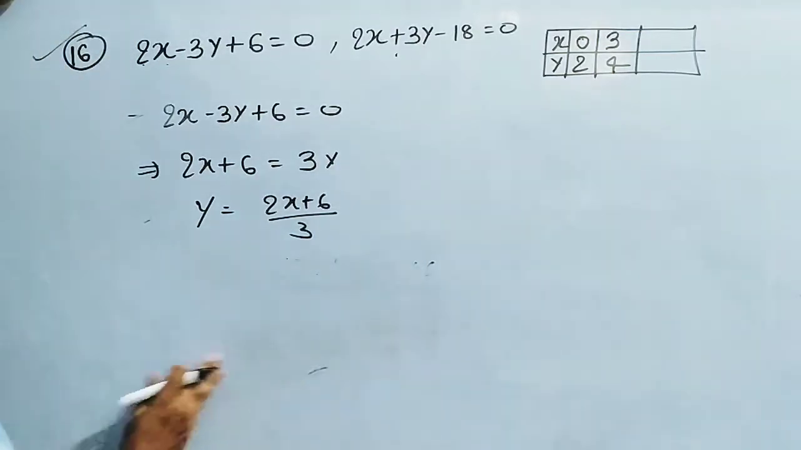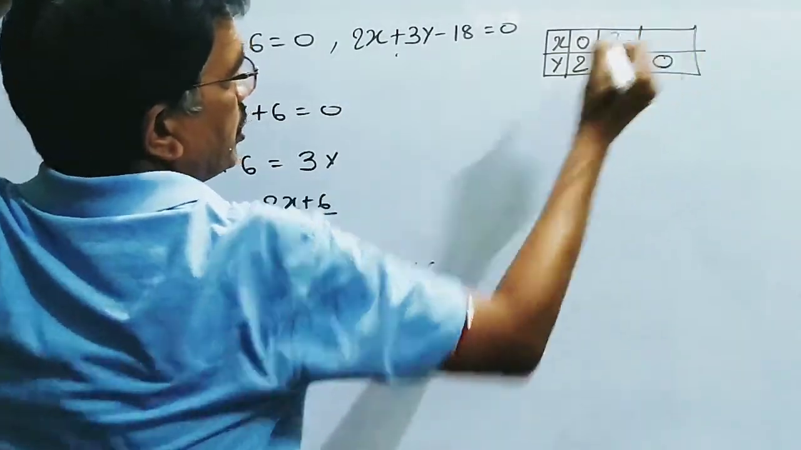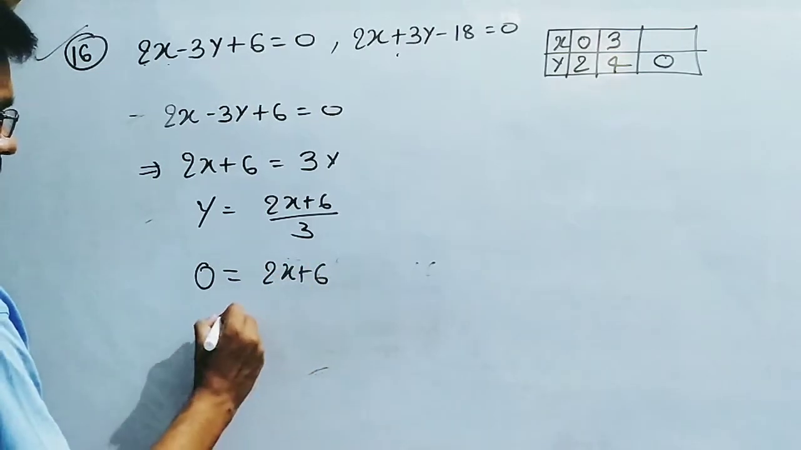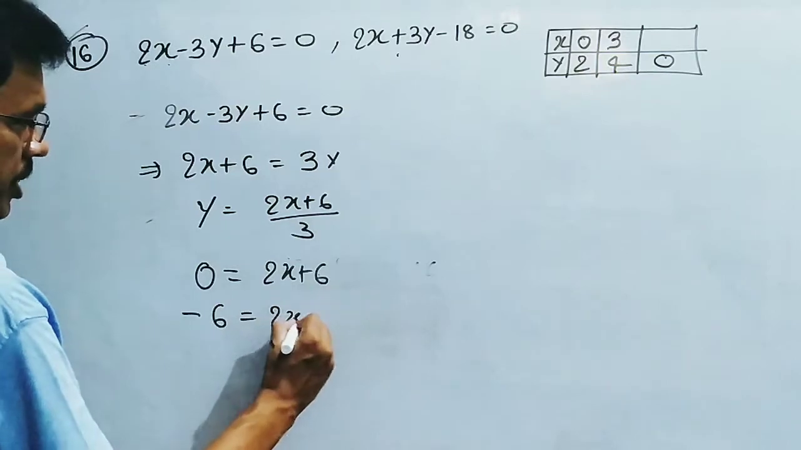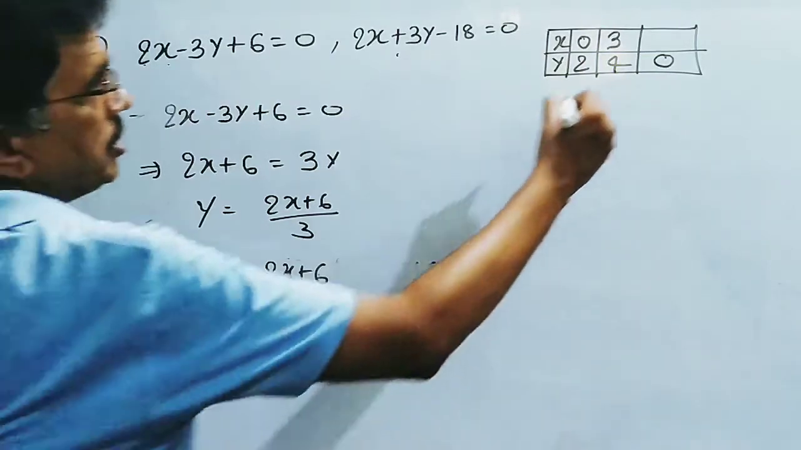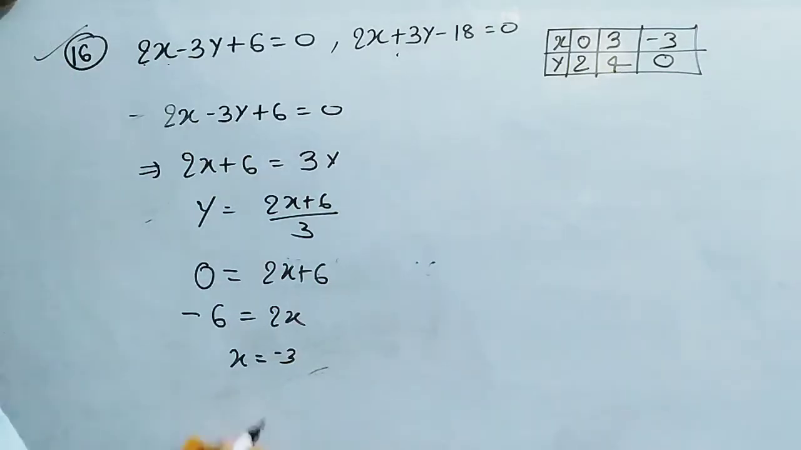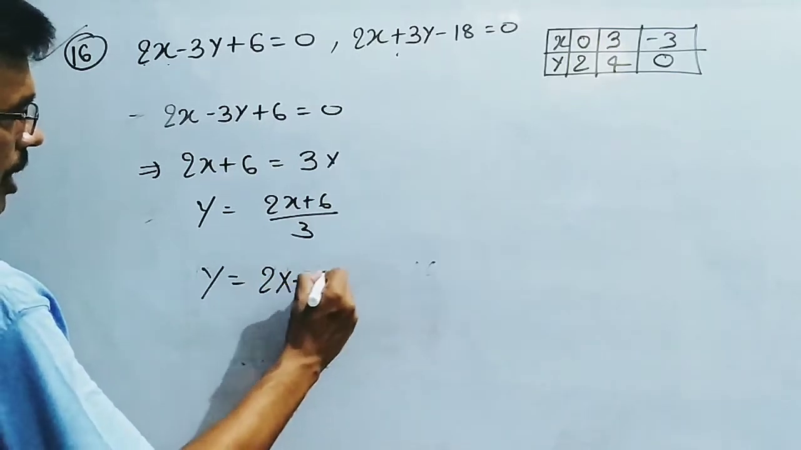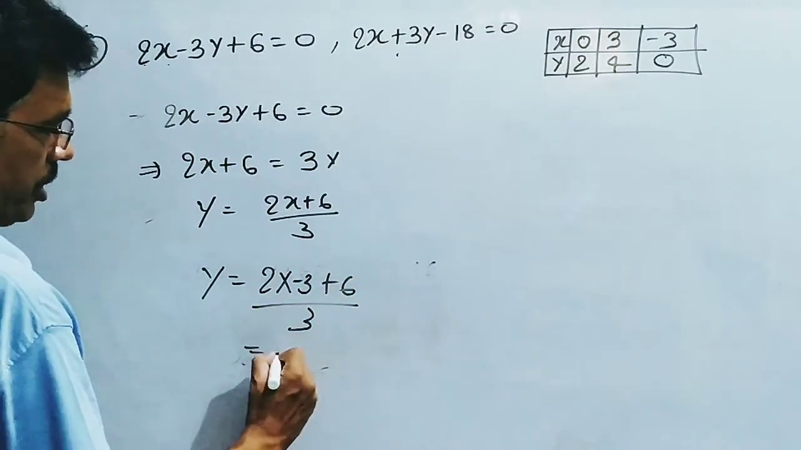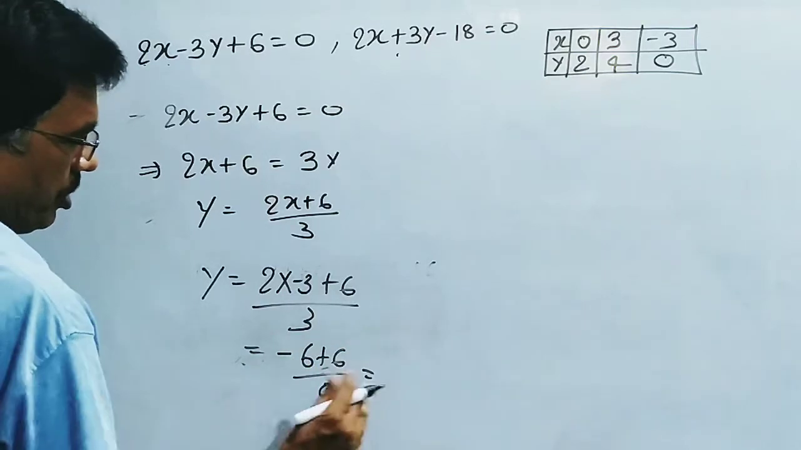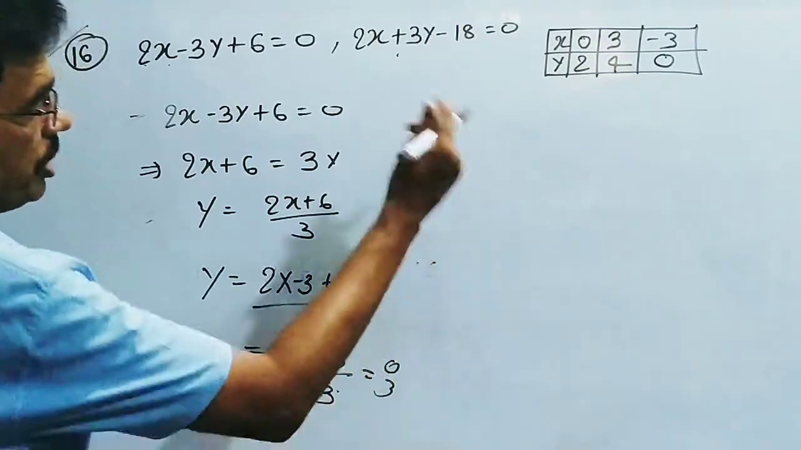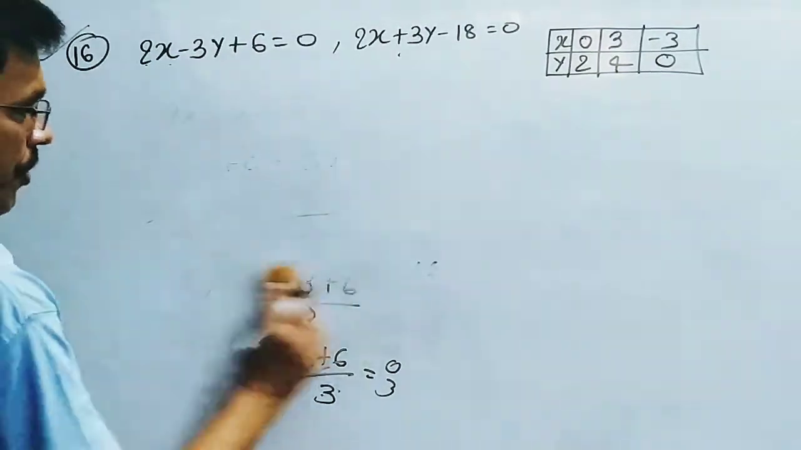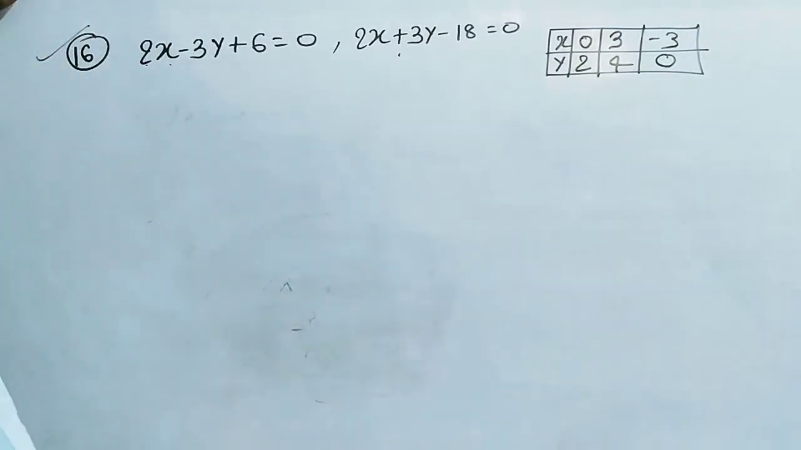Next you write, what is the value of x if y is 0? If y is 0, then 2x plus 6 is equal to 0, then minus 6 is equal to 2x, then x is equal to minus 3. That means when x is minus 3, then y is 0. You can write it like this: y is equal to 2 into minus 3 plus 6 by 3, that is minus 6 plus 6, so it is 0 by 3, which is 0. So three values are found with the help of the first equation. Similarly, you find the values for the other equation.